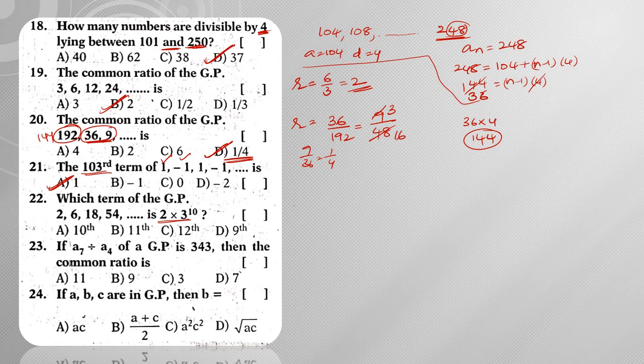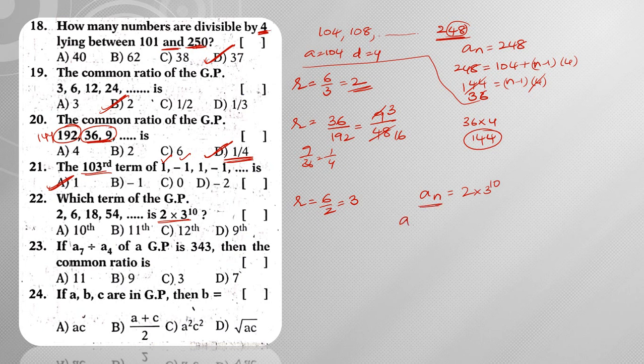Next, which term of the GP is 2 into 3 power 10? Now first of all, find out the common ratio. So common ratio is given by 6 by 2, which is nothing but 3. Now what is he asking? Which term is 2 into 3 power 10? That means simply write it down. An is equal to 2 into 3 power 10. Already we know the formula of An.